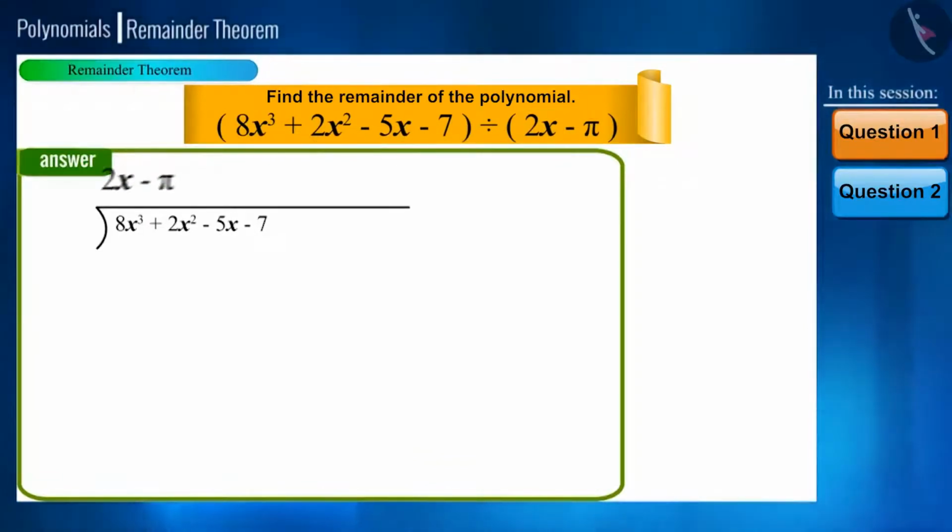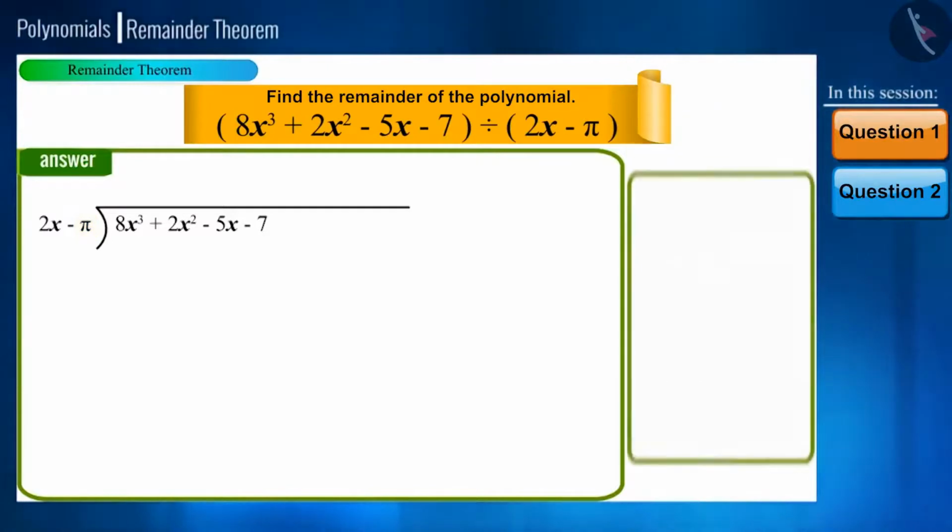While writing, be careful and take the linear polynomial to the divisor place and the polynomial with higher powers to the dividend place. Friends, don't get worried looking at it. We just have to follow the steps discussed in the previous video. Now let's start the division.